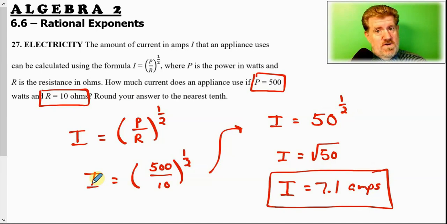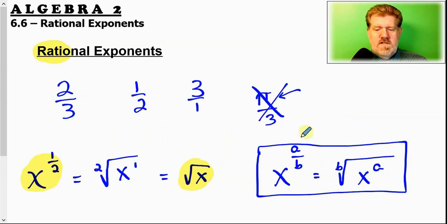Alrighty, so the big thing about this one, honestly, is just understanding this: that a rational exponent can be rewritten as a radical and vice versa. And then you open up a whole new world of possibilities for simplifying them.